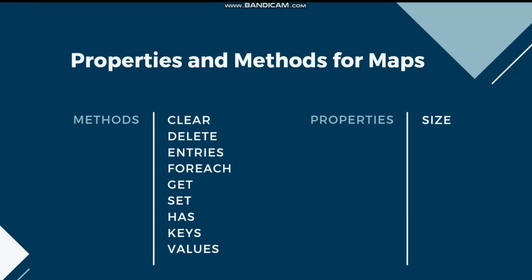Let's talk about the properties and methods that come with maps. We can get the size of the map, but we don't have access to a lot of other properties there. As far as methods go, we have clear, so we can clear out the map completely. We have delete, so it can delete specific items of the map as well. We have entries, so we can get into the entries of the map. We have forEach to be able to iterate through them. We have get, so we can actually get the value. We also have set, so we can set the value as well. We can check to see if a map has a certain value with has. We can also access the keys if we want to just get all the keys for all the entries, and we can access the values.